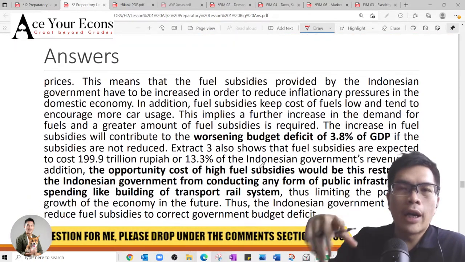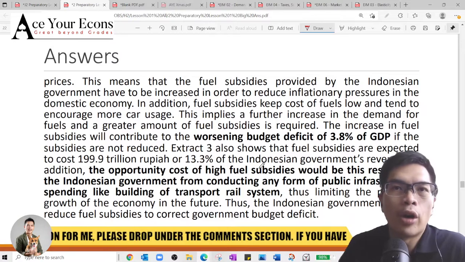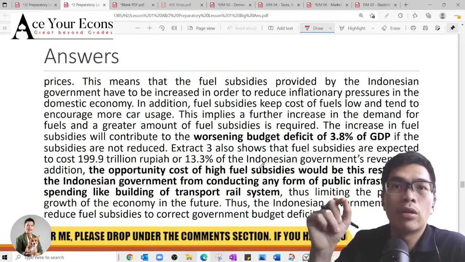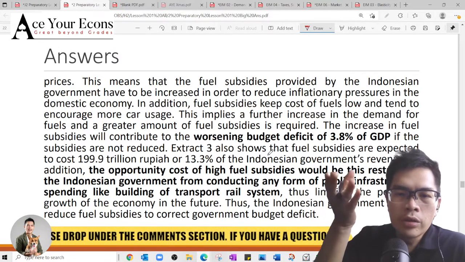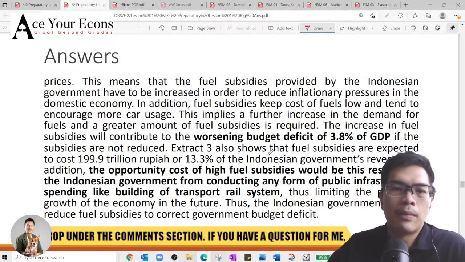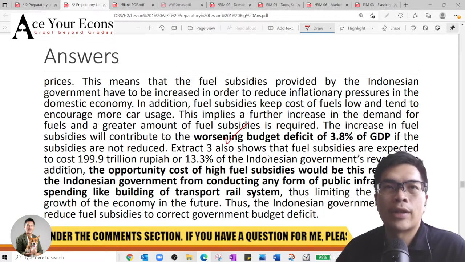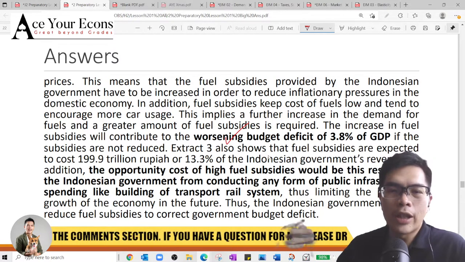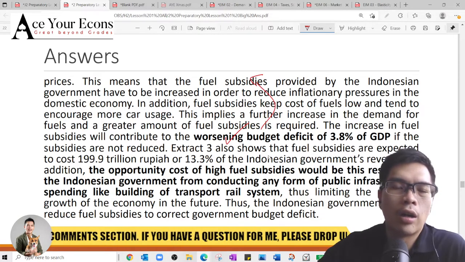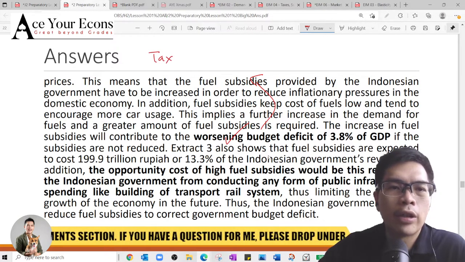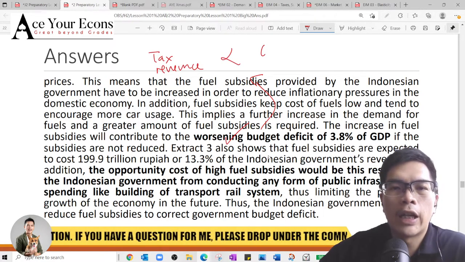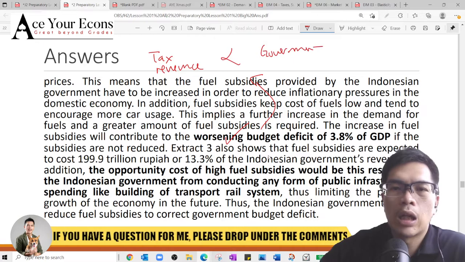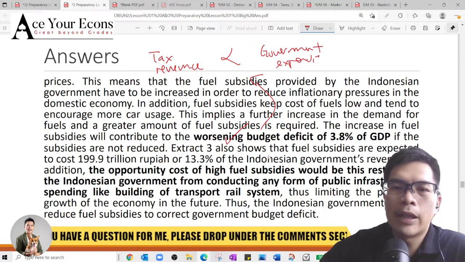So I'm going to point out what are the important points of fuel subsidy. Make a mental note, or when you're watching this, please use a green pen to do correction. The few key things that you want to be concerned about is the case evidence that suggests that there's a worsening budget deficit. Budget deficit means that, as a government, the tax revenue that you collect is not enough to finance your government spending. The government spending here includes fuel subsidy.